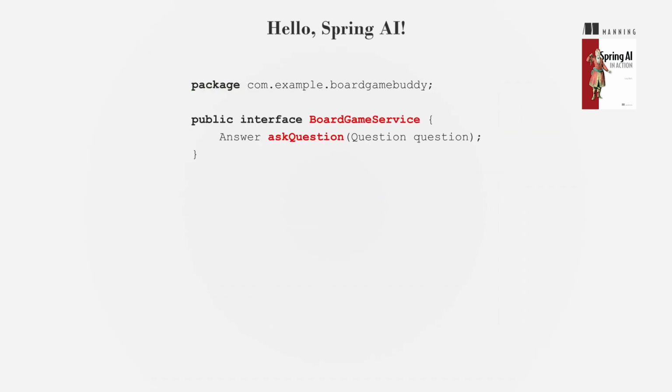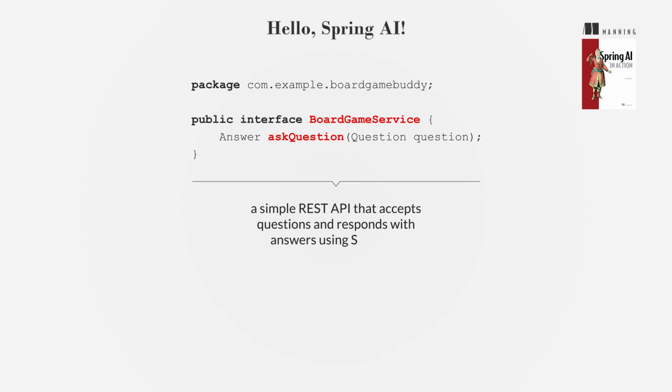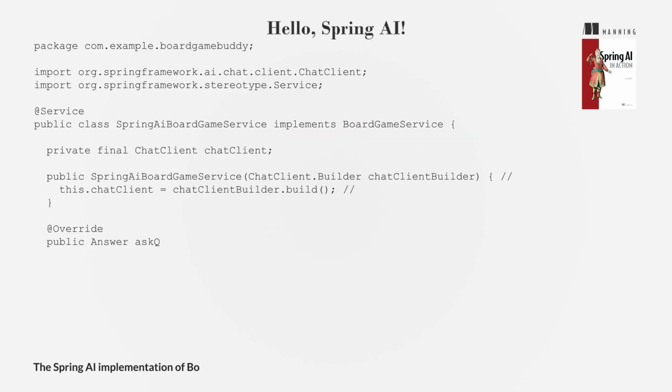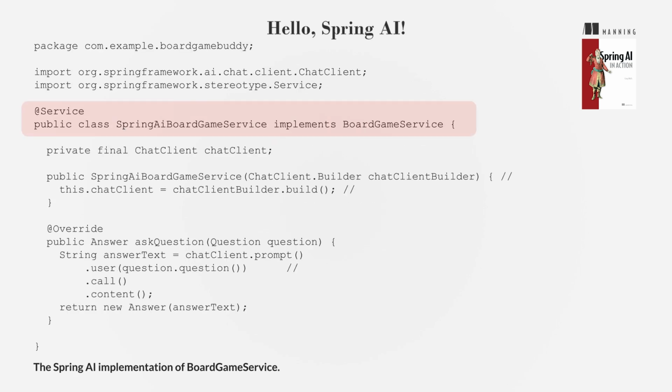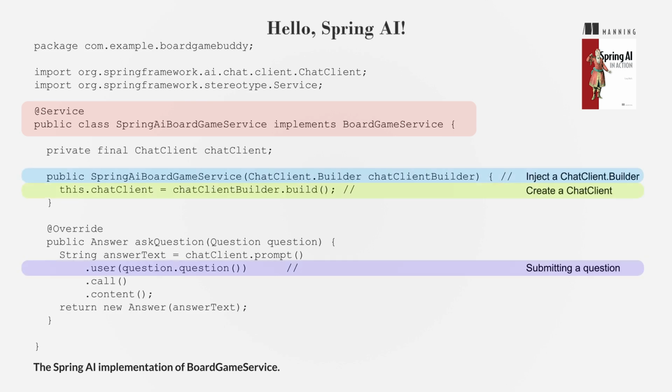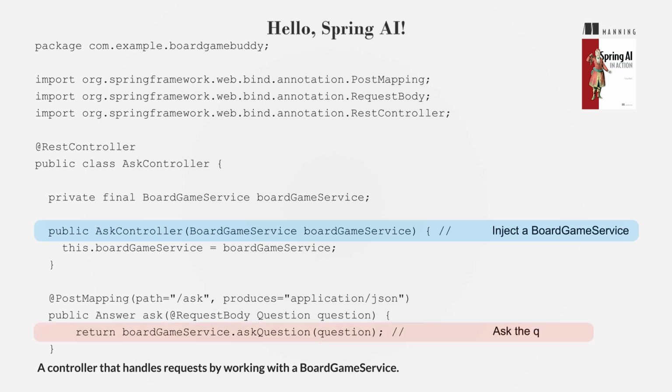The first application will be a simple REST API that accepts questions and responds with answers using Spring AI. The core service class, SpringAIBoardGameService, interacts with LLMs via a chat client. A Spring MVC controller, AskController, handles POST requests to /ask and returns the answers.